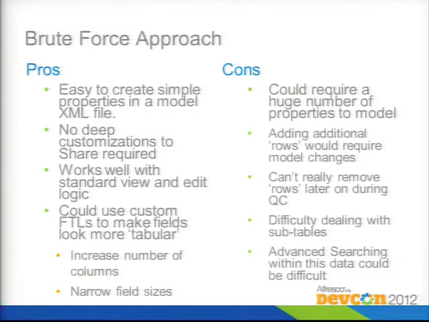Obviously the cons of this, if you have a bunch of large tables, you're going to have a ton of properties, right? It's going to be kind of a mess. In addition, you need to know up front, what is the maximum number of rows on any given form that I'm ever going to have. Because if you decide on a value and you're wrong, then you have to go back and edit your model to add additional properties.